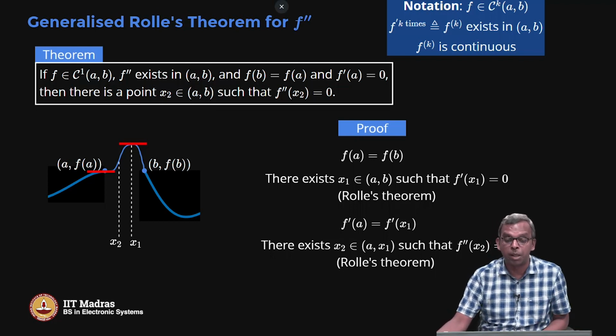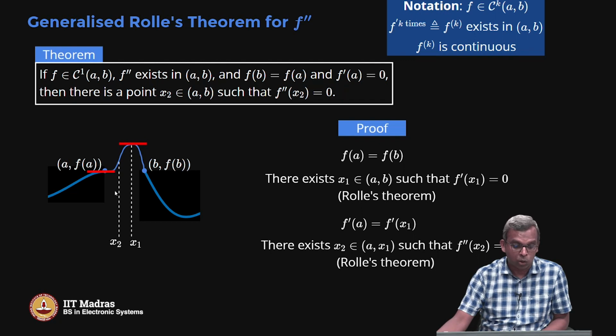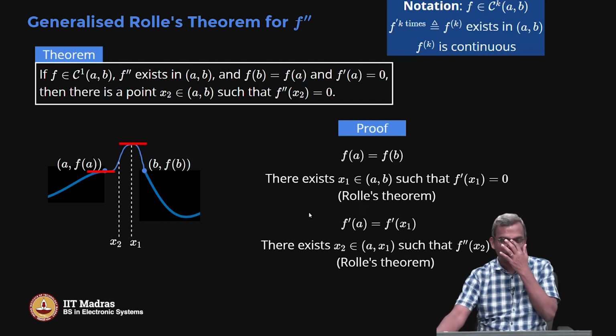So now we have a Rolle's theorem for f double prime. It needs this additional condition, f prime of a is 0, and then you are guaranteed that in AB there is a point, of course, where f prime is 0. There's also a point where f double prime is 0. Wonderful, isn't it?